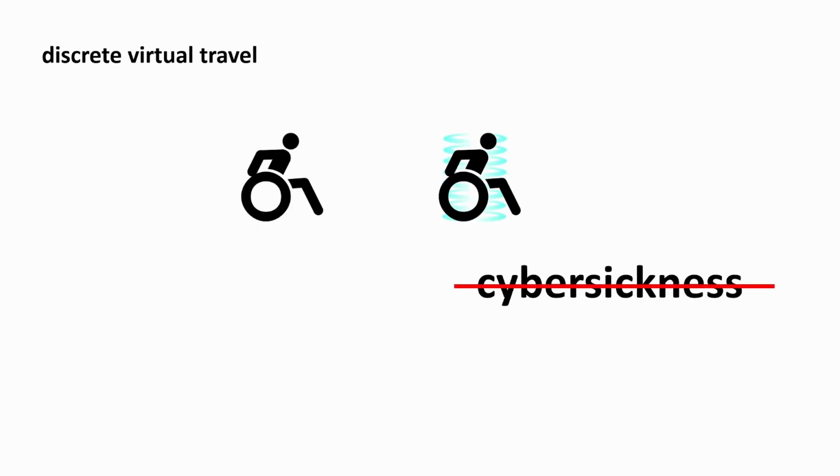A solution at least to cybersickness can be teleportation. The method is widely adapted, and its discretization of motion can also be applied to rotations. As we can see here, the viewpoint orientation is jumping.